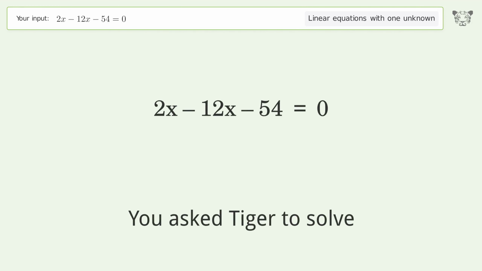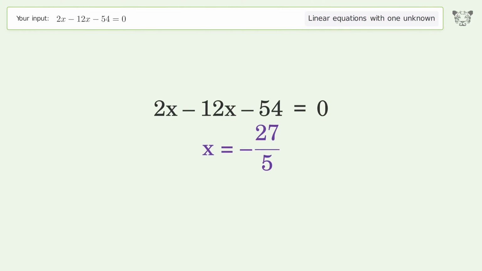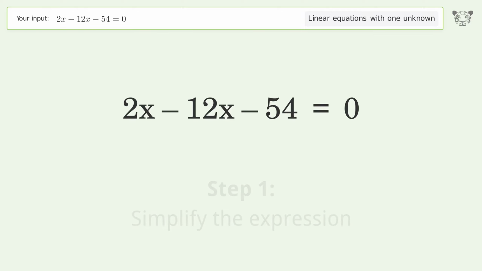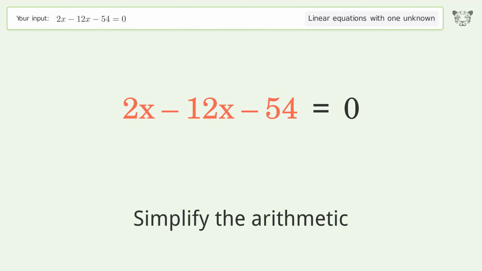You ask Tiger to solve. This deals with linear equations with one unknown. The final result is x equals -27/5. Let's solve it step by step. Simplify the expression. Simplify the arithmetic.